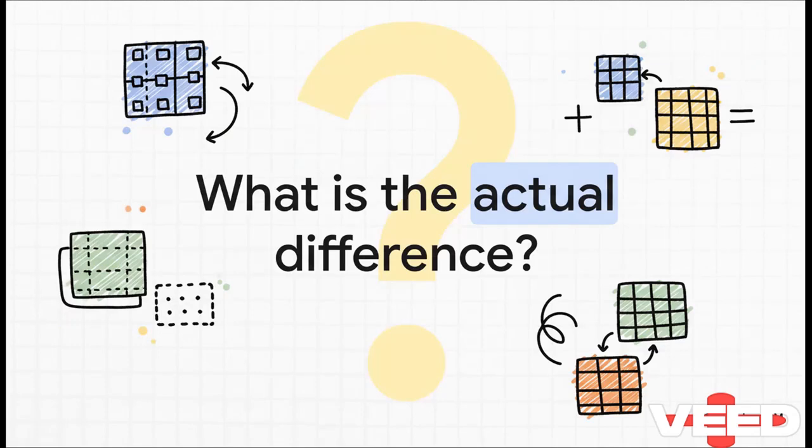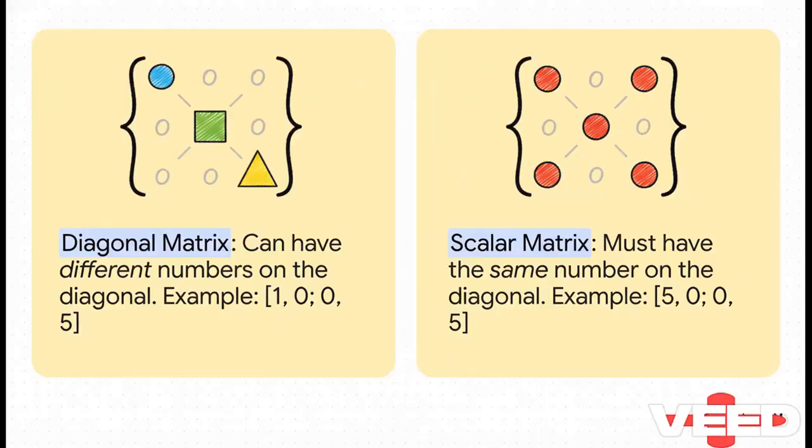Okay, so you might be thinking, wait a minute, what's the real difference between a diagonal matrix and a scalar matrix then? That's a great question. And this slide shows it perfectly. A diagonal matrix can have any old numbers on its diagonal, a 1 here, a 5 there, no problem. But for it to be a scalar matrix, those numbers must be identical, like a 5 and a 5.